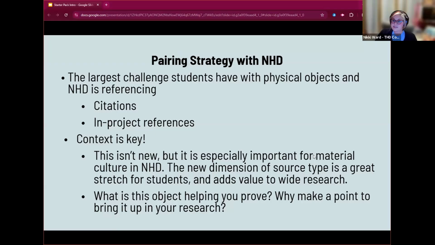It's especially important for material culture with National History Day projects. This new dimension of source type can be a good stretch for students, but it adds value if we're thinking about the rubric, the wide research category, and, as you pointed out, multiple perspectives. Sometimes there are perspectives in history that we can only find through objects, and not written language or art that still exists. So how do we use those in the project? Well, for the kid, the challenge is, what is this object helping you prove? Why make a point to bring this up in your research? Understanding that item enough to be able to make a point.